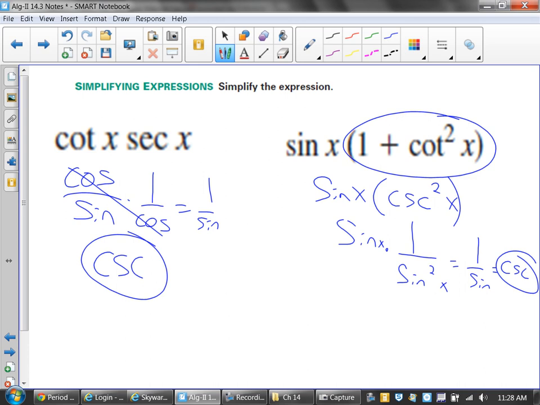Alright, for the first one, can you use the cotangent equals... Guys, hold on. For this one here? No, for the first one. Can you use... I could.